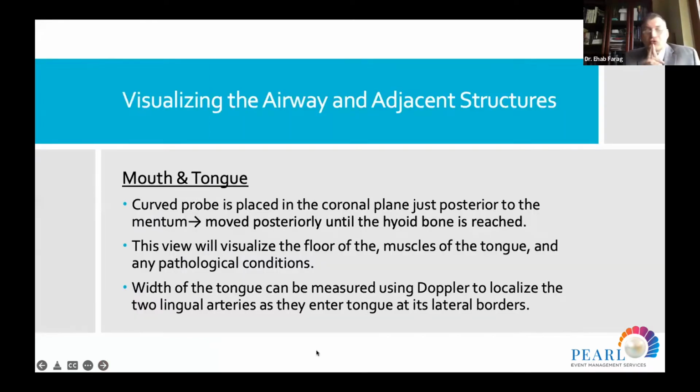So in order to think about using the ultrasound for the upper airway, you have to look at the anatomy. We can start first of all with the mouth and the tongue. We use the curved probe placed in the coronal plane just posterior to the mentum and move posterior until the hyoid bone is reached. This view will visualize the floor of the mouth, muscles of the tongue, and any pathological conditions. The width of the tongue can also be measured, using the Doppler to localize the two lingual arteries that enter the tongue at its lateral border.